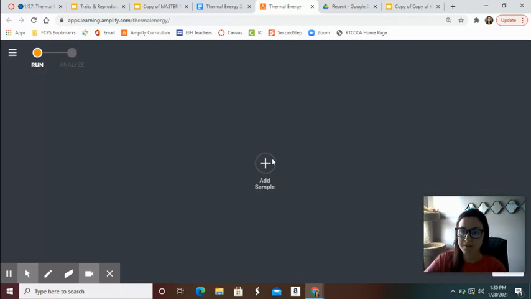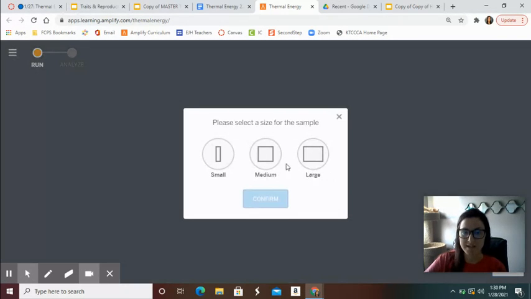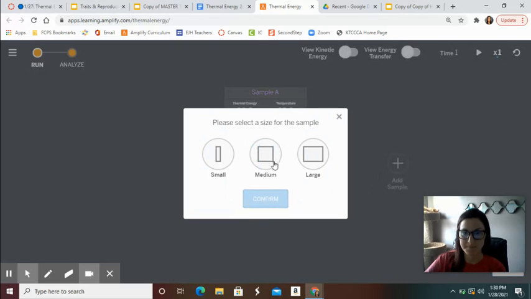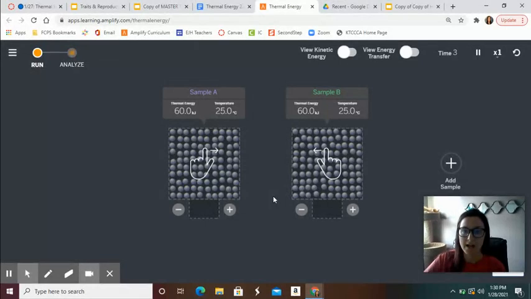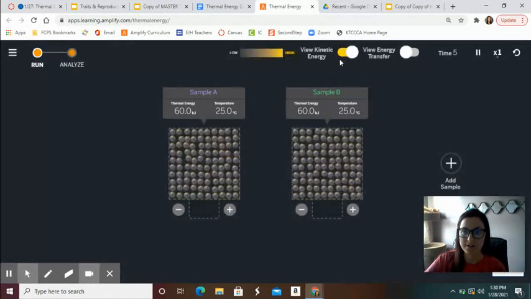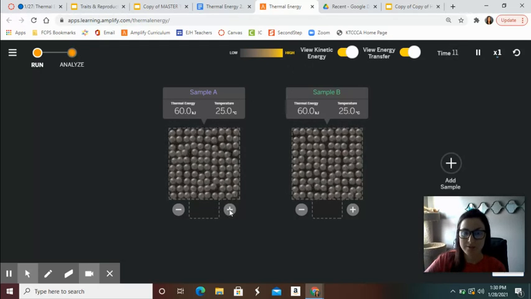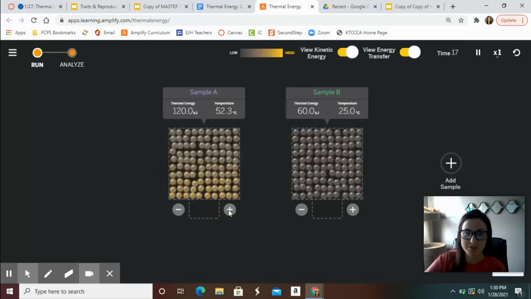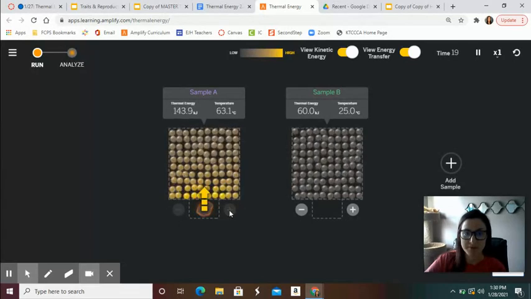What you're going to do is add two samples. So I'm going to add two medium samples. Then you're going to turn on the kinetic energy and the energy transfer toggle so you can see. They want you to make one sample hot and one sample cold. You can see that we can watch the energy being transferred up from the bottom.